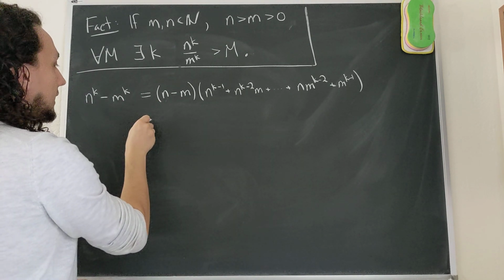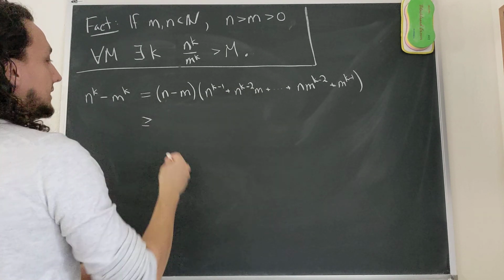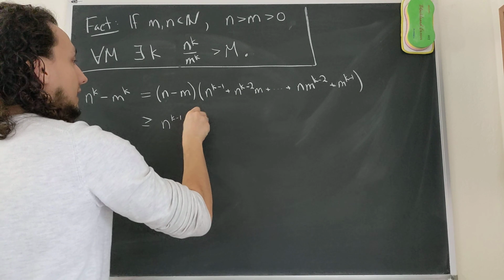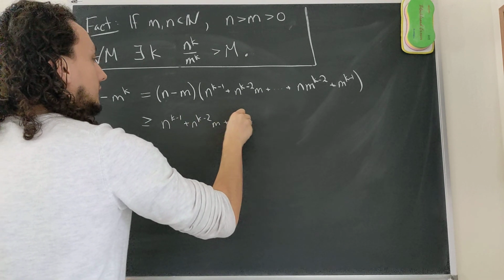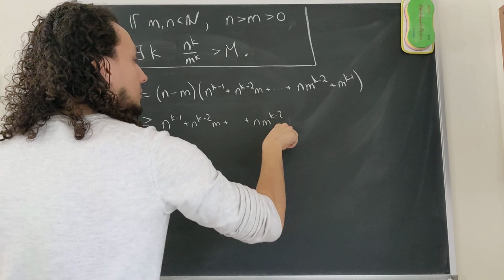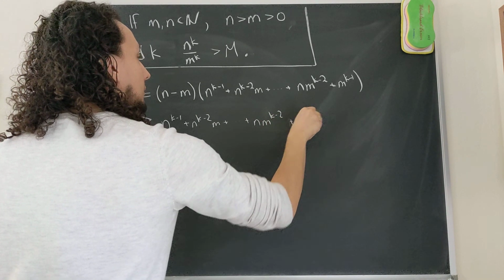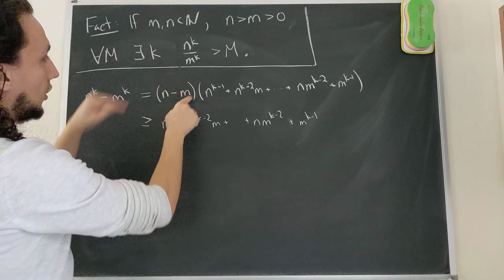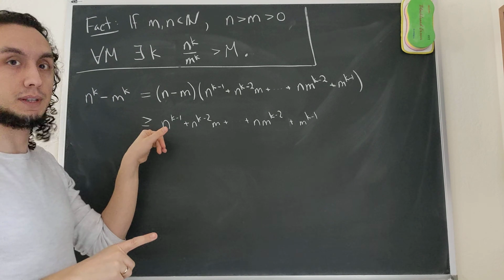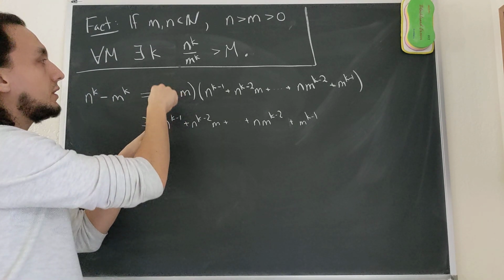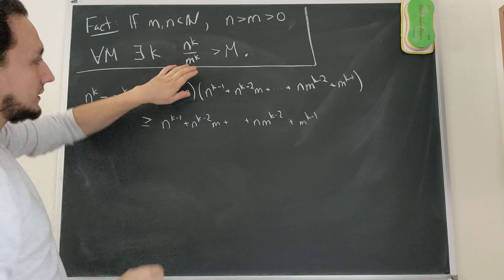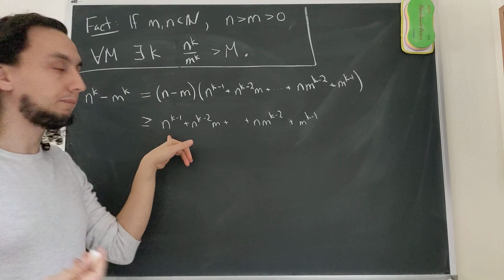So that tells me that this thing here is at least n to the k minus 1 plus n to the k minus 2 m, dot, dot, dot, n m to the k minus 2 plus m to the k minus 1. Because the lowest this could possibly be is 1, in which case it's equal to this. And otherwise this is 2 or 3 or 4, so it's just making this top one bigger. So by ignoring this, I get something which is definitely no bigger.